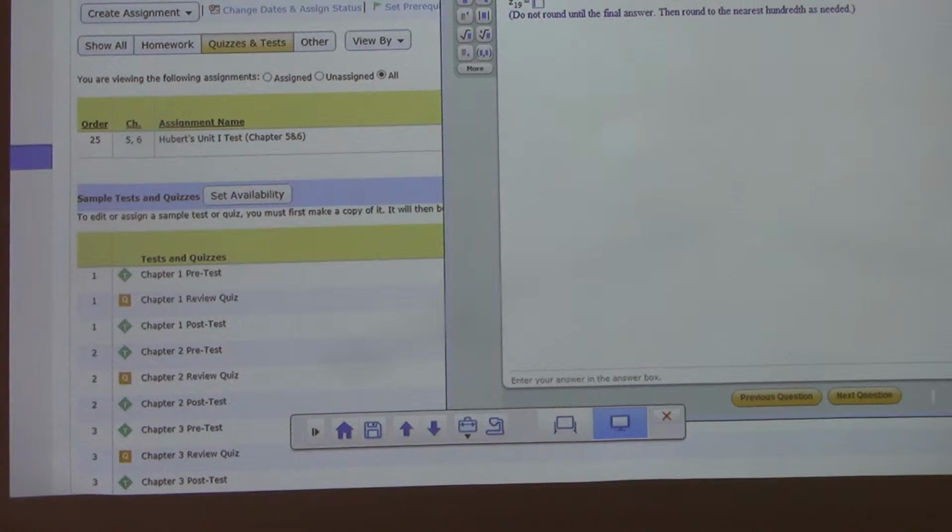A set of data items is normally distributed with a mean of 20 and a standard deviation of 6. Convert 19. What's 19 minus 20? Negative 1. Negative 1 over 6 is negative 0.16. Y'all check me. Is that right? Well, if you round it up, you've got to round to the nearest hundredth, 0.17.